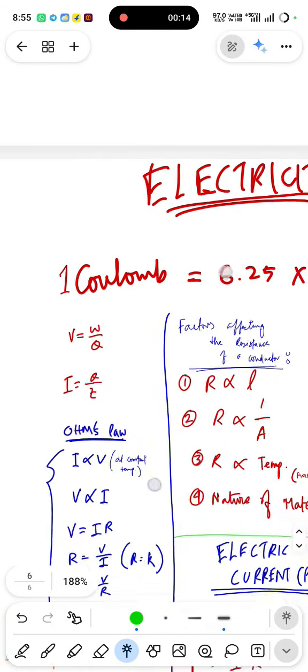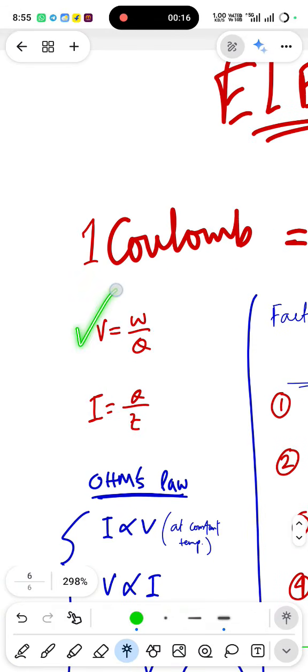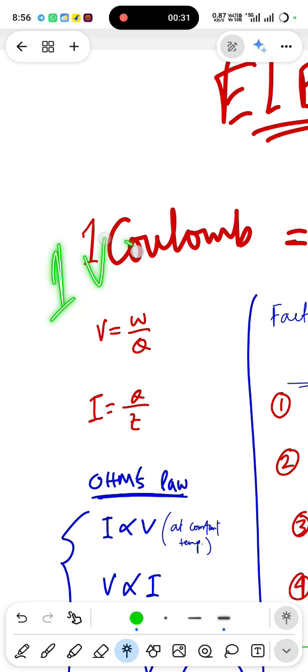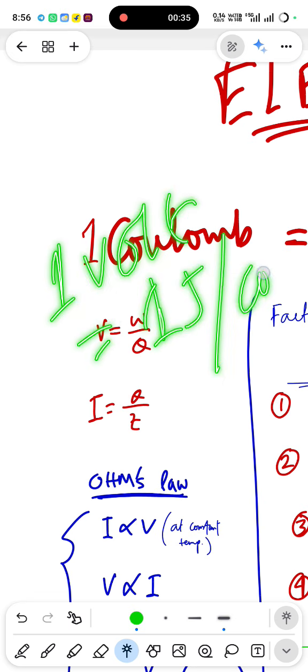We need to remember this. Then we have potential difference, that is V. V is equal to W by Q, that is work done by quantity of charge moved, and we represent this potential difference as V, and it is volt, that is the SI unit of this potential difference. 1 volt equals 1 joule per coulomb.